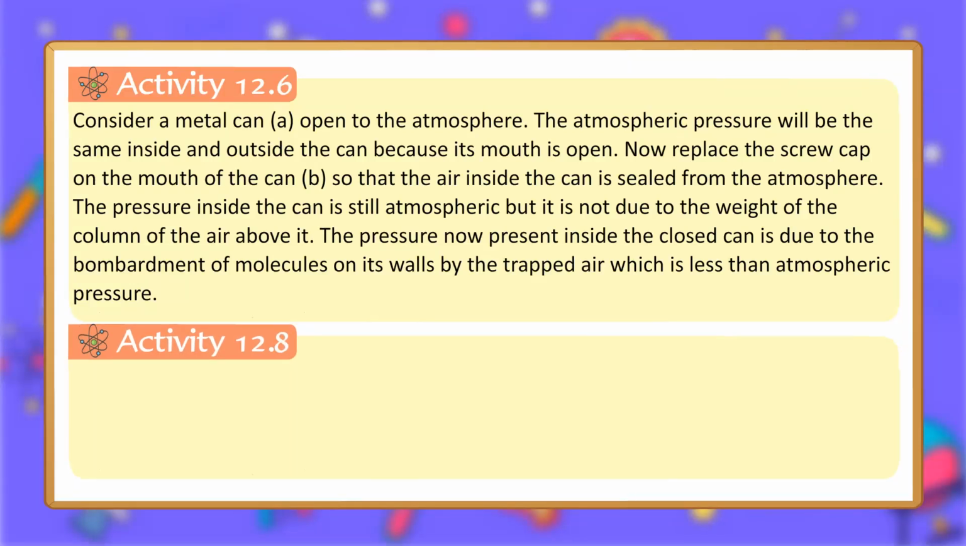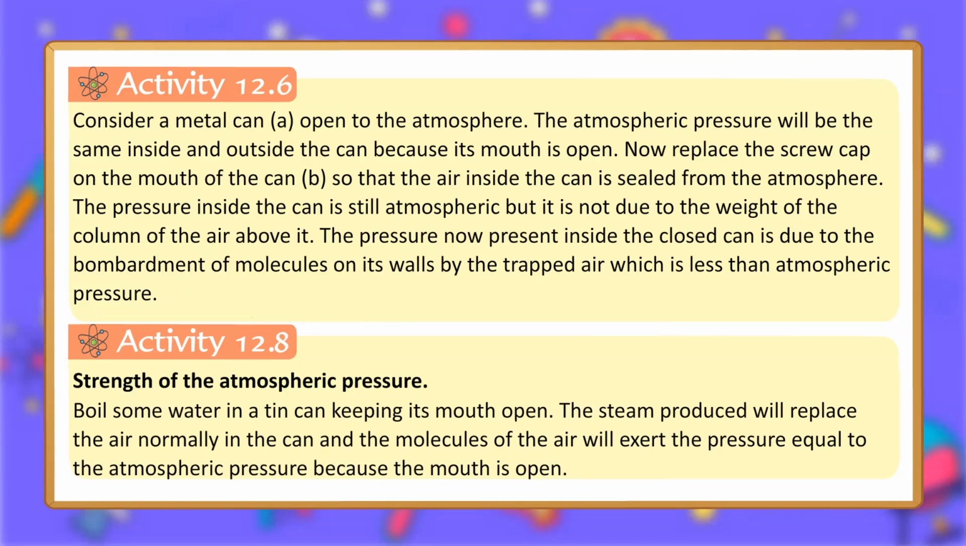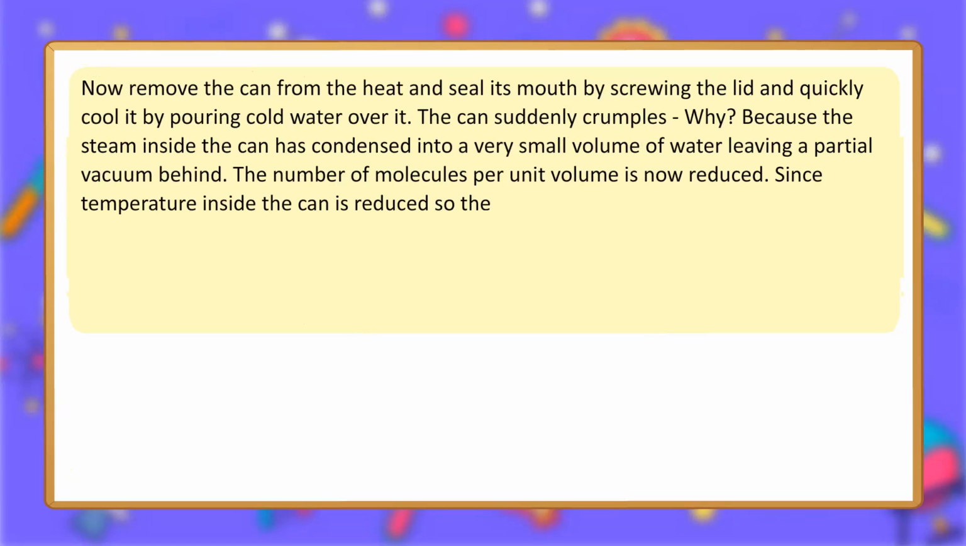Activity 12.7. Strength of the atmospheric pressure. Boil some water in a tin can keeping its mouth open. The steam produced will replace the air normally in the can, and the molecules of the air will exert a pressure equal to the atmospheric pressure because the mouth is open. Now remove the can from the heat and seal its mouth by screwing on the lid, and quickly cool it by pouring cold water over it. The can suddenly crumples. Why?